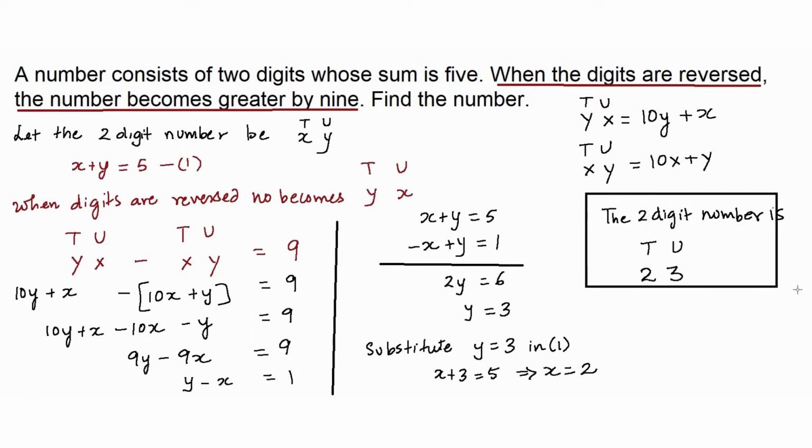Let's do a quick check. Let's add the two digits: 2 plus 3 is equal to 5. So the first condition matches. And when the digits are reversed, if I reverse the number 23, I get 32, and 32 is greater than the original number by a value of 9. So this matches the second condition. Therefore, my answer is definitely right. Let me pause for a few seconds and then we will go on to our next question.